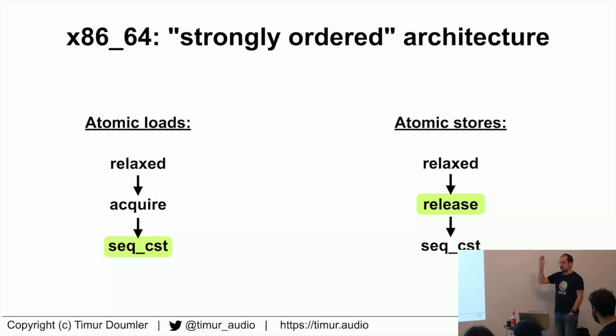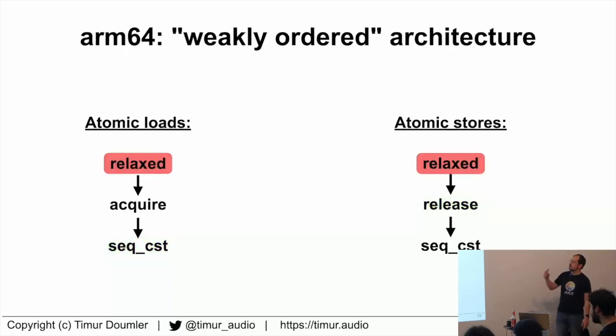So on Intel, you almost never run into these bugs because that code would just still work. And then you compile the same code on ARM, and it breaks horribly because ARM is a weakly ordered architecture, and there all atomic operations are relaxed by default. And if you write something that's stronger than relaxed, then the compiler has to insert manual fence instructions to make it work.